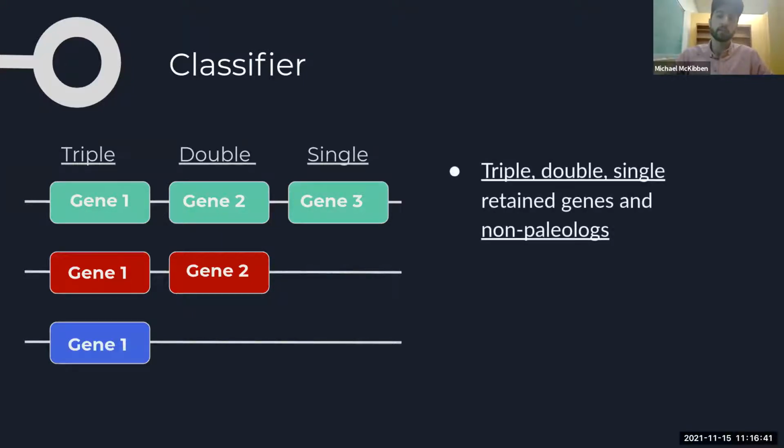I wanted to be able to tell not only the retention status of a given paleolog, but also whether or not the duplication is a hexaploidy versus a tetraploidy. After all, if I know in my genome I have an ancient duplication, but I'm getting a lot of inferred triple retained genes, something is clearly going wrong, and I need to go back and change how Frackify works.